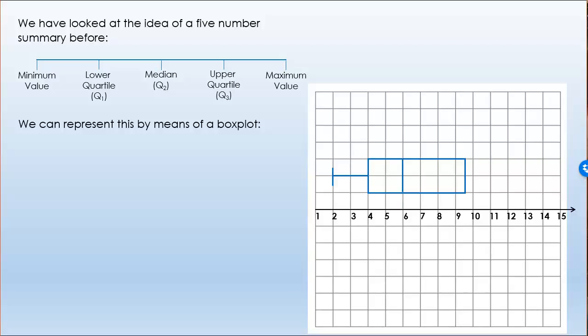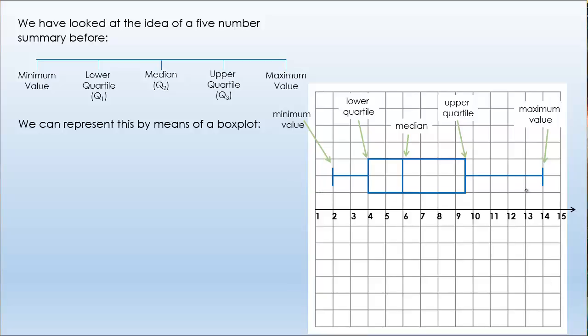The median is a line that goes across the box. So the median for this data set would have been 6. And we then have a line that goes out to the maximum value, which must have been 14. So for the box plot, the minimum value is here. The lower quartile is the beginning of the box. The median is a line across the box. The upper quartile is the end of the box. And the maximum value is the end of the box plot.